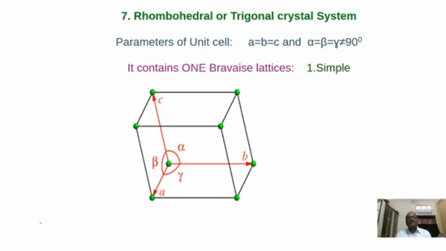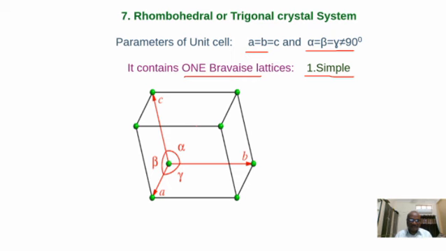Okay. Next, you see the seventh one, rhombohedral or trigonal. In this the dimensions are a equal to b equal to c, meaning all sides are equal. But alpha, beta, gamma are not equal to 90 degrees. It contains only one Bravais lattice, that we say is simple. Only one Bravais lattice is there. It is rhombohedral or trigonal.